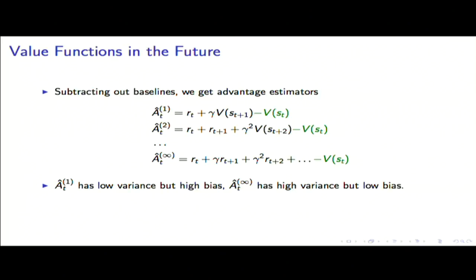So it's going to turn out that if you use this estimator in a policy gradient formula, it's going to give you high variance but low bias. And if you use the one on the top, it's going to give you low variance but high bias.